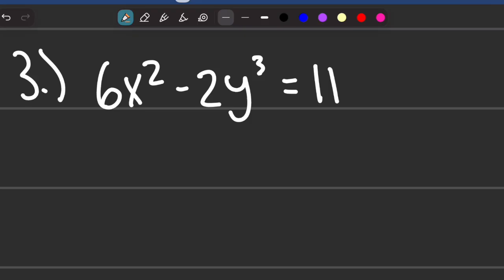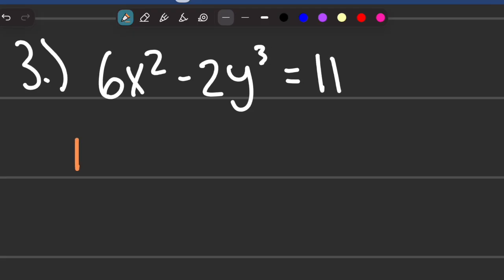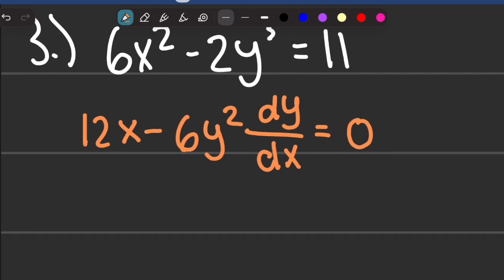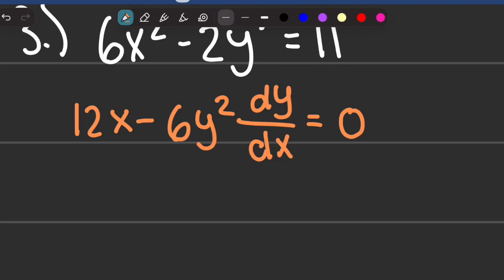So first things first is we need to find the derivative. So the derivative of 6x squared is going to be 12x minus the derivative of 2y cubed, which is going to be 6y squared dy over dx equals, and once again, the derivative of a constant is always going to be 0. Alright, let's go ahead and simplify this.